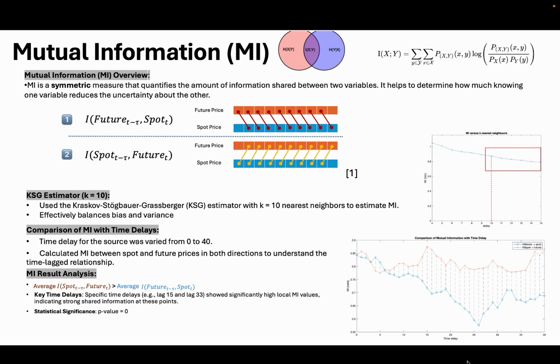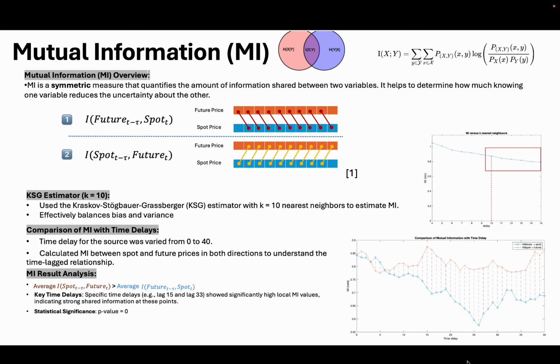We also identify key time delays, for example, lag 15 and lag 33, where mutual information is significantly higher. This indicates periods where there is a stronger information transfer, suggesting we might need to examine the local information at those delay times.